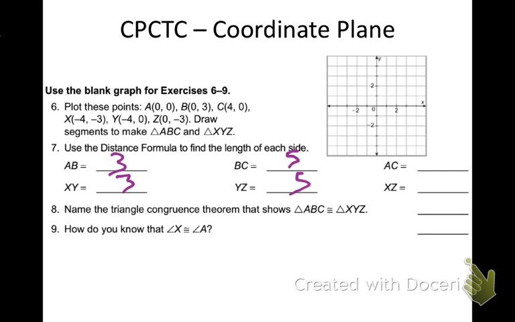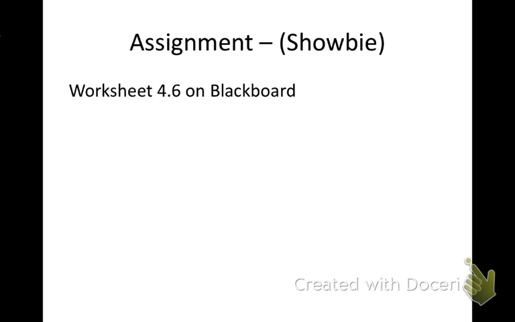And what about AC? Joe, do you have AC? And XZ? My triangles are congruent because of what shortcut? Or Darian? Side, side, side. And the last part. Angle X is congruent to angle Y. How do I know those angles are now congruent? Because of CPCTC. Very nice. Here's our assignment.